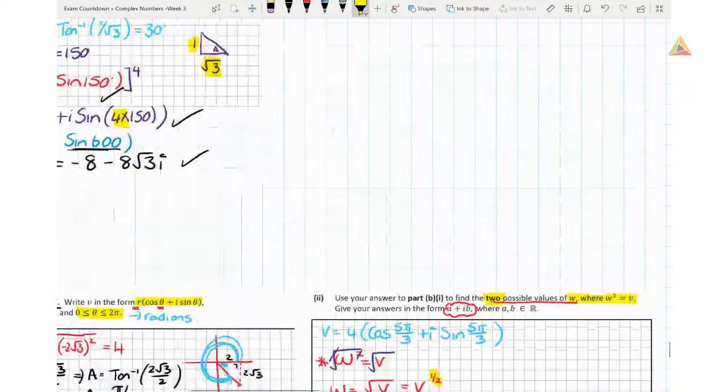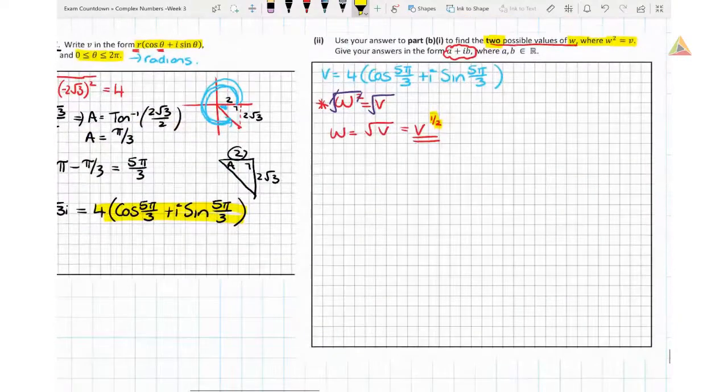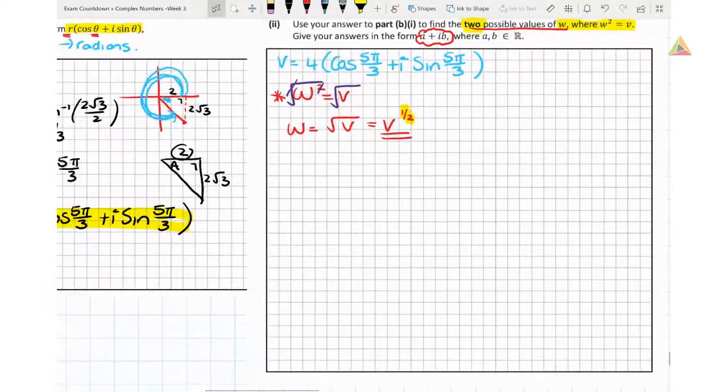So if I just scroll back up here, remember when we're looking at the power as a fraction, this is what we need to do. We need to write it in polar form. Then we need to add in this extra step of general polar form because we can go around that unit circle as many times as we want. Then we apply the theorem, and then we're going to have an n in our answer. So we need to let n equal 0, 1, and 2 as required.